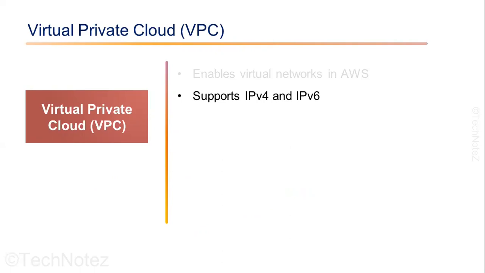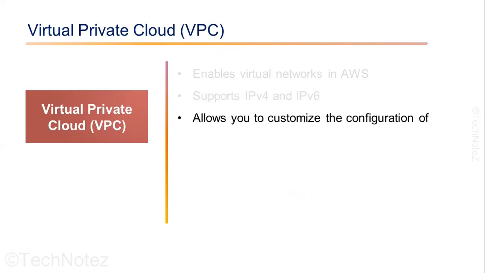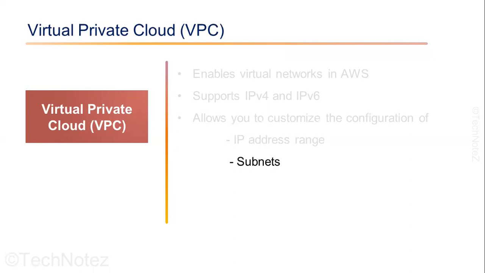VPC supports both IPv4 and IPv6 address types. With VPC, you can launch your own EC2 instances in a virtual network. You can assign your custom IP ranges to your network and configure the security and access control on your VPC. VPC allows you to customize your network settings such as IP address range, subnet, route table, network gateways. VPC allows you to create a secure, isolated environment within the AWS cloud and still allows you to access the internet and other resources within the cloud environment.